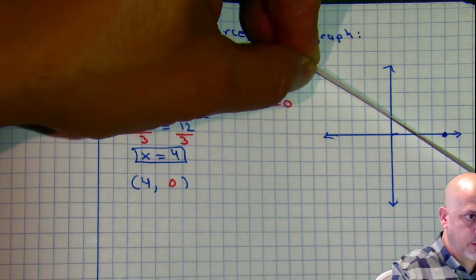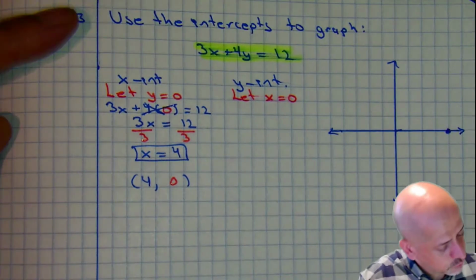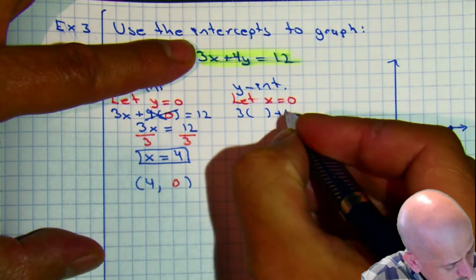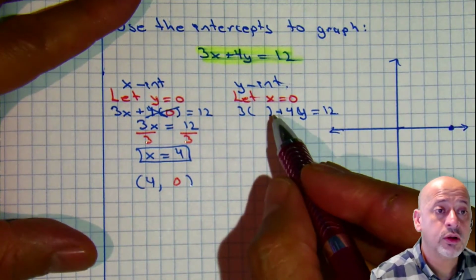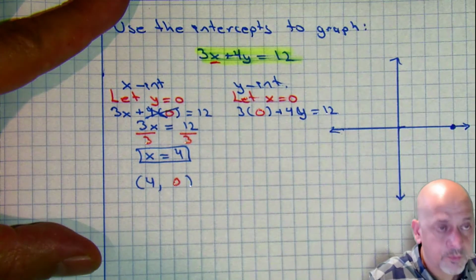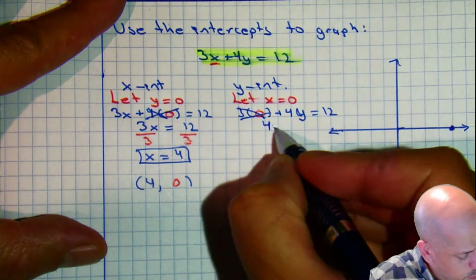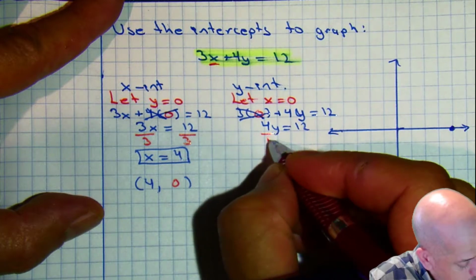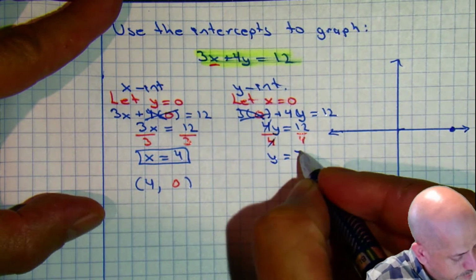So now I just need to find where it is going to cross on the y-axis, and then I can make my line. So that's what we're going to find here. 3 times x, instead of the x, we're going to replace it with a 0. So notice that the only thing I want to do to find the y-intercept is plug in a 0 instead of the x. 3 times 0 is 0, so that cancels out. So now I have 4y equals 12. And the last step is to divide by 4. My 4's cancel, so y equals 3.